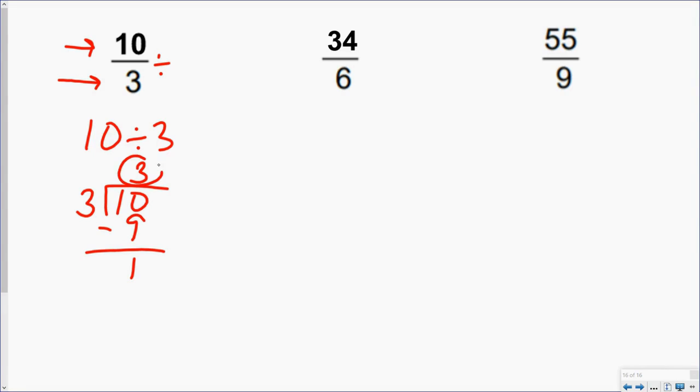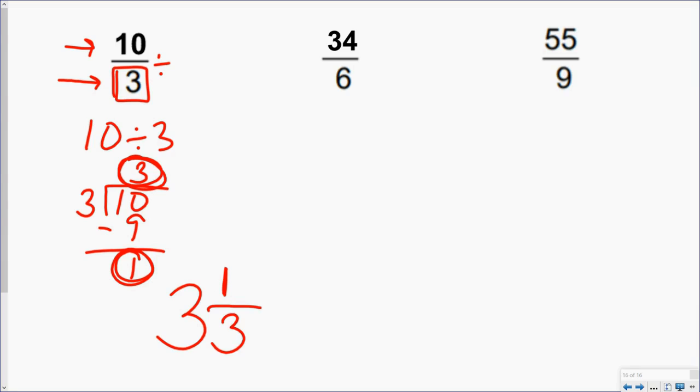This 3 right here is my whole number because that's how many times it goes in there evenly. The 1 here is my numerator because that's my leftover. And then my denominator stays the same as it is in my previous fraction. So 10 thirds changed into a mixed number is 3 and 1/3.